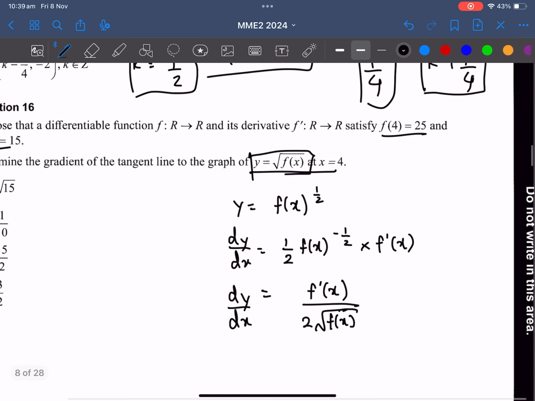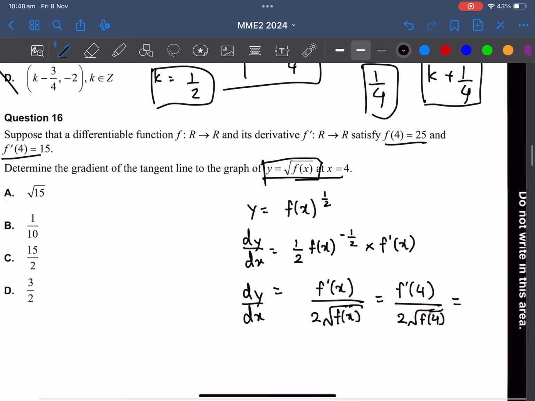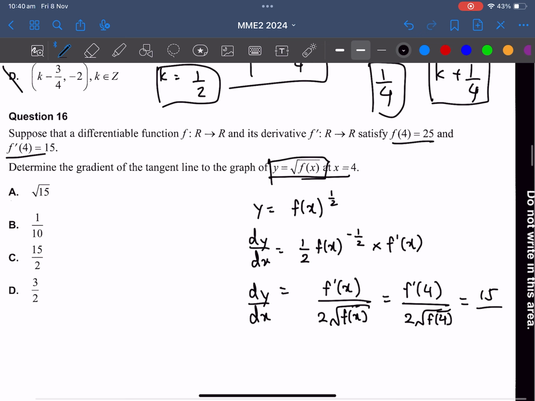Now we have to simply substitute x equals 4 because that's the point that they're looking for the gradient at. So we'll have f dash of 4 over 2 times square root of f of 4. Those we are given already. So f dash of 4 is 15 and f of 4 is 25. So 2 times square root of 25, so 2 times 5. 2 times 5 is 10. So 3 on 2. D.